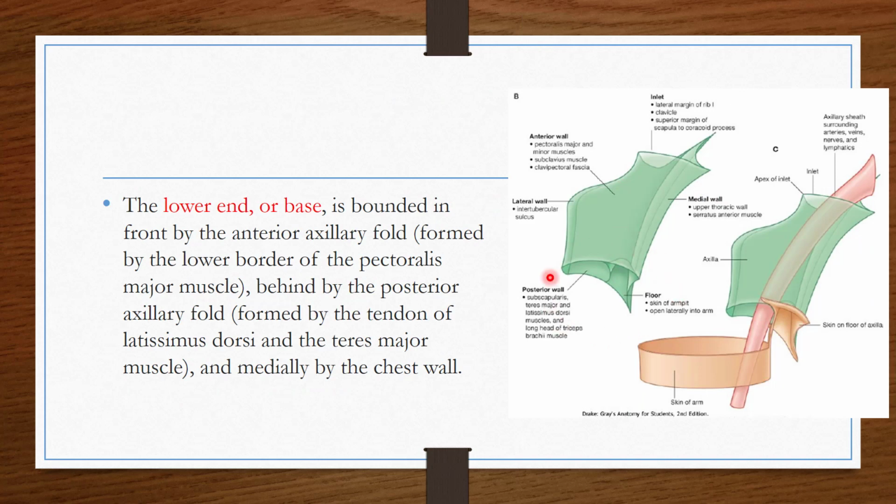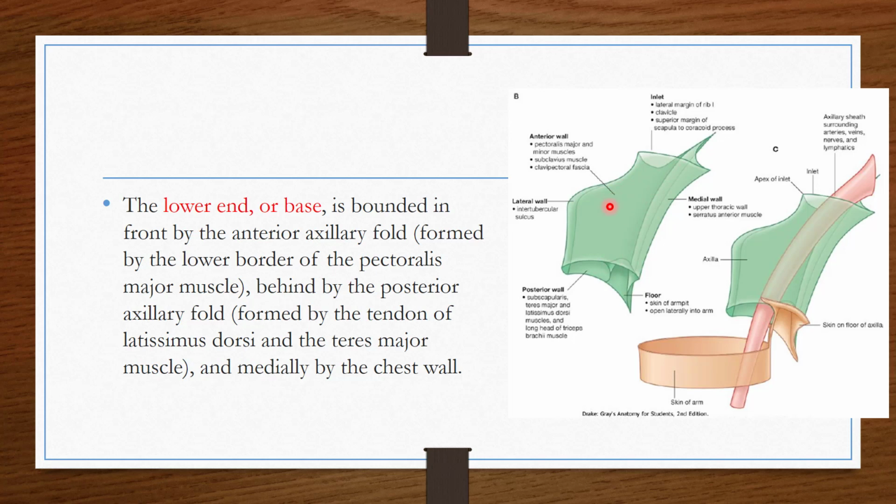Now the lower end or the base of the axilla. It is bounded in front by the anterior axillary fold or the anterior wall of the axilla, behind by the posterior axillary fold or the posterior wall of the axilla, and medially by the medial wall of the axilla. So we should know how the anterior wall, the posterior wall and the medial wall of the axilla are formed. The anterior wall of the axilla, see here in this diagram, this is the anterior wall of the axilla.